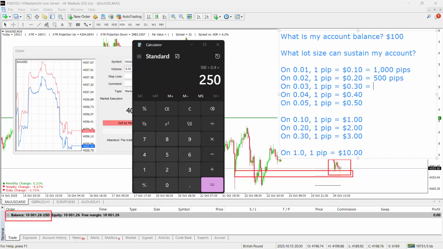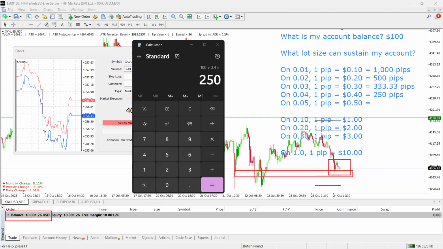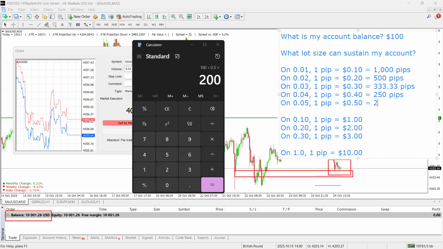Now this one is 333 pips. And this one is about 250 pips. Now this definitely is your 100 divided by 50 cents, which should give you about 200. Now, this is about 200 pips.